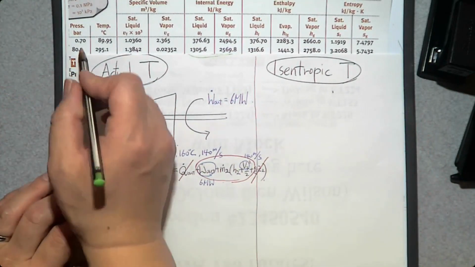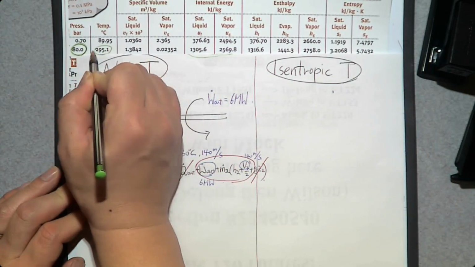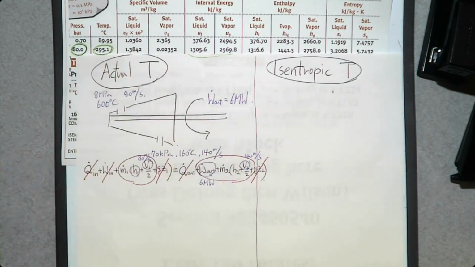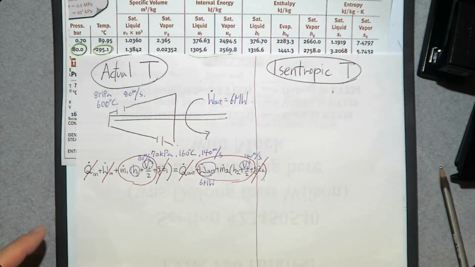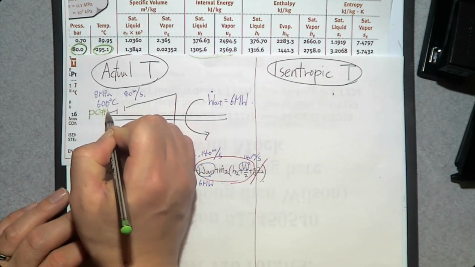At 8 megapascal, saturation temperature is only 295. And what is the temperature at the inlet? 600. Far above the saturation temperature. So what is the phase change process? Number 5, superheated vapor. So there's a phase change process number 5.